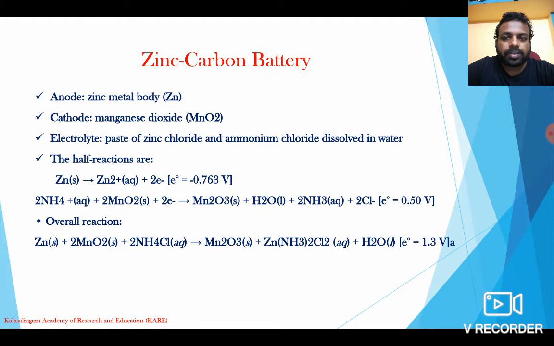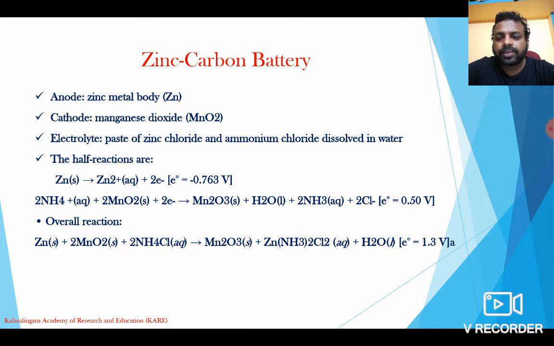And the next type is the zinc carbon battery. Here the zinc metal acts as an anode, and the manganese dioxide acts as a cathode. So here you are using a paste kind of electrolyte, zinc chloride and ammonium chloride. These two components are dissolved in the water, so it is in the form of gel or paste.